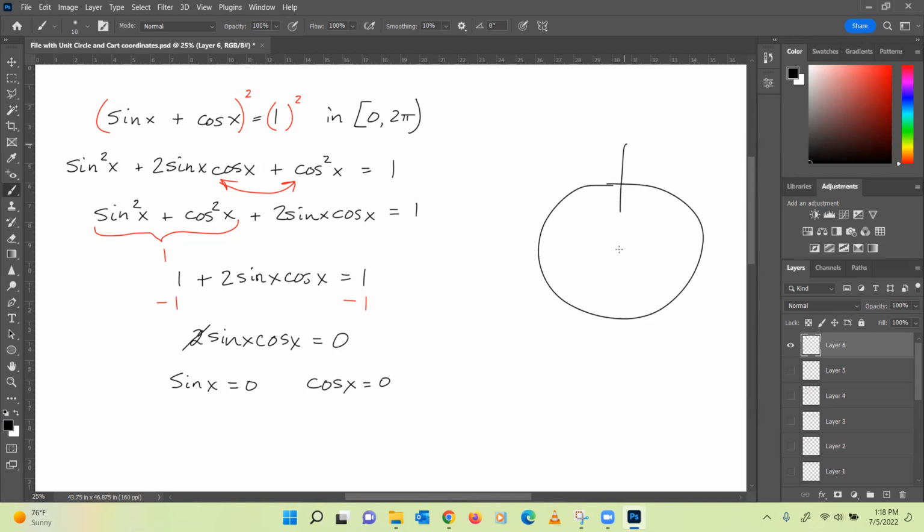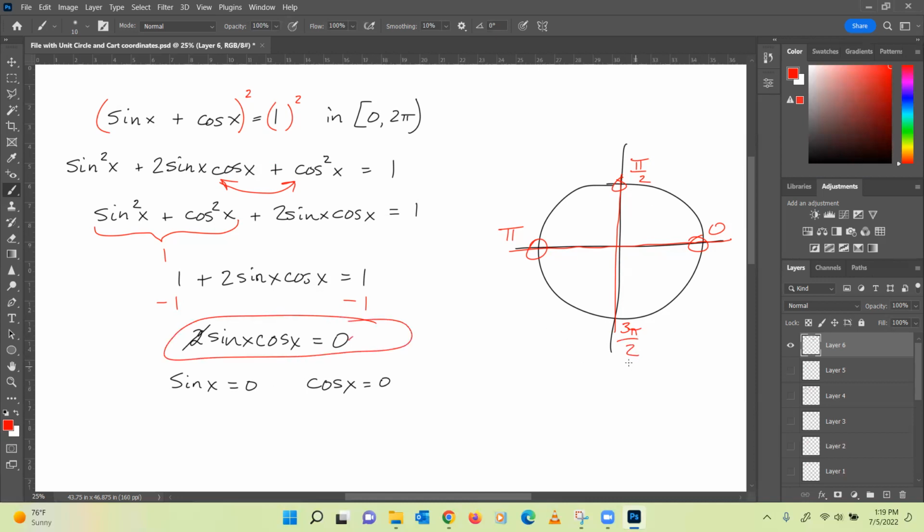Back to my unit circle here. Sine are the y values. Where does y equal 0? That's the x-axis. That's in 2 places, 0 and pi. And where is cosine equal to 0? Cosine are the x values. That happens at pi halves and 3 pi halves. So for this equation, I could plug in any one of those 4.